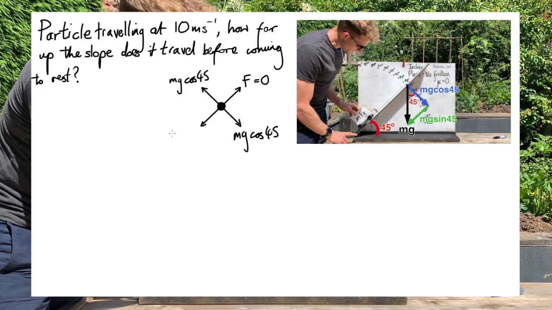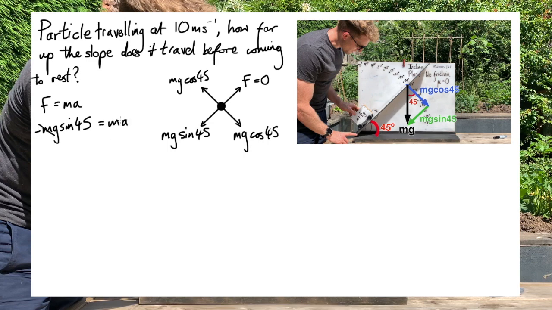On the way down, it has a resistive force of mg sine 45. Okay, so this is the force in green here coming down the slope. So this is what's going to slow the particle up. And again, we start with F equals ma. The resultant force up the slope is negative mg sine 45, and that equals ma.